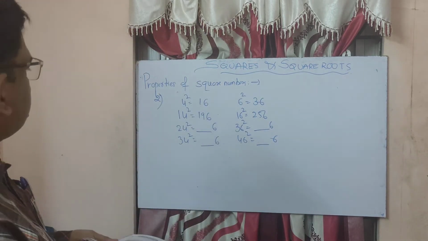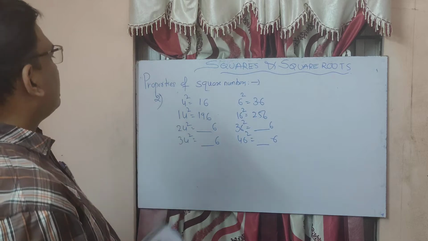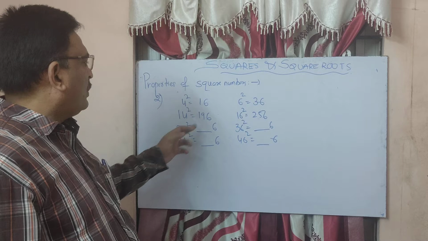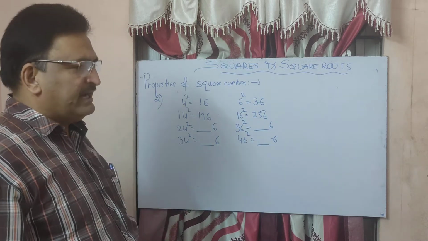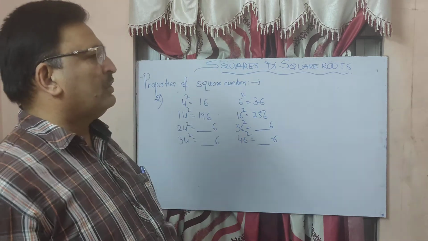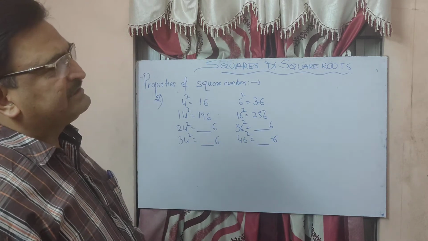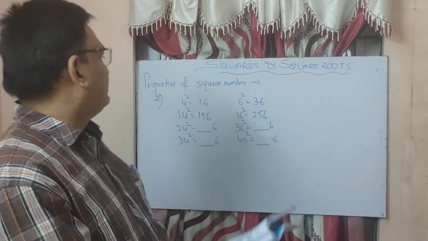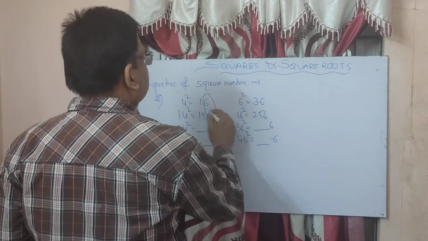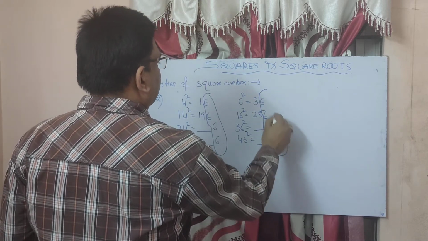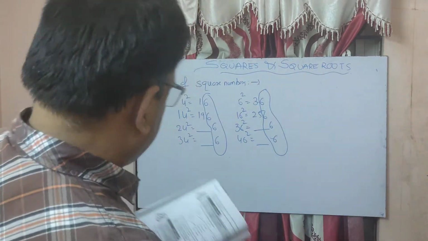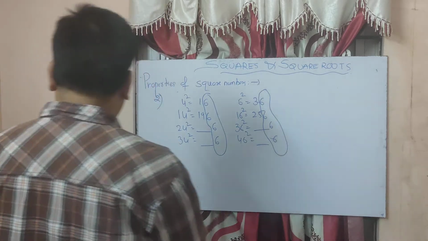Means if the square of any number whose end numbers are 4 and 6, the squares will always have the last digit as 6 only. You could see here, all the end numbers are having 6 only. So this is also one of the important properties that you have to write.